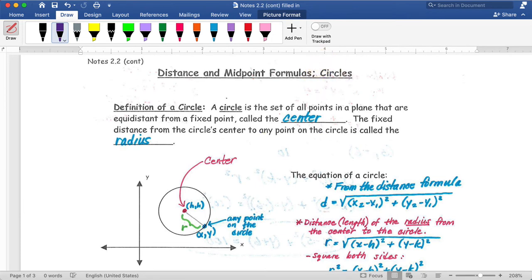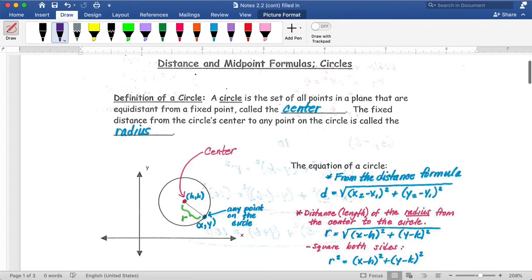Circles. All right, definition of a circle. A circle is a set of all points in a plane that are equidistant, which means the same distance, from a fixed point called the center of the circle. The fixed distance from the circle's center to any point on the circle is called the radius.